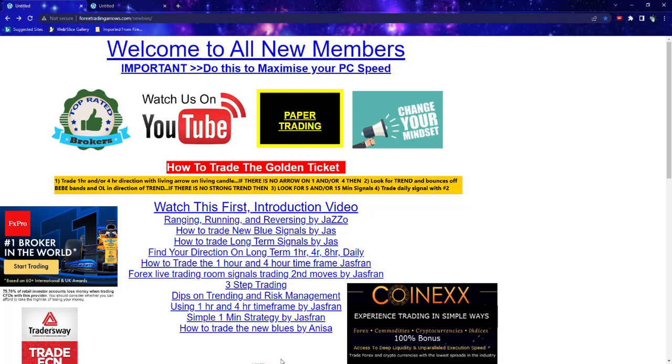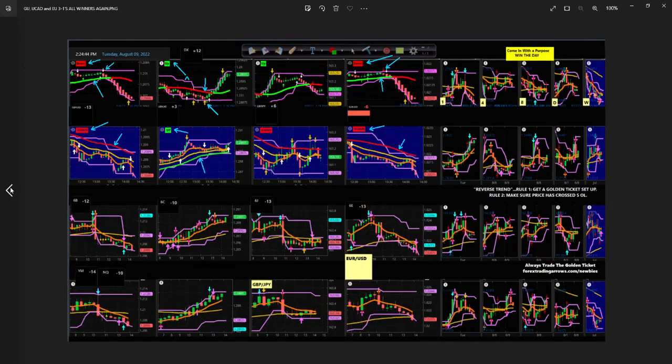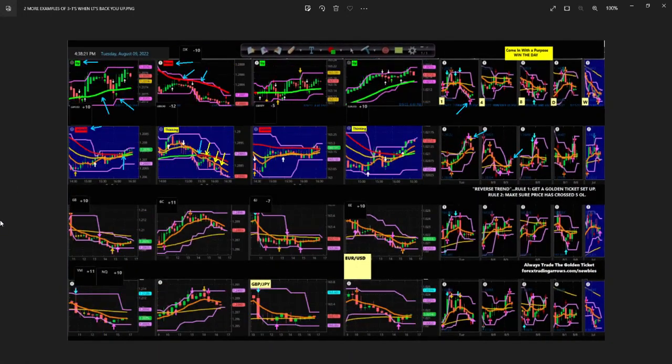Right, so this is a very simple system. Any newbie can do this, anybody can do this, okay? Just have a look at a few screenshots first, just to show you basically what it's all about.